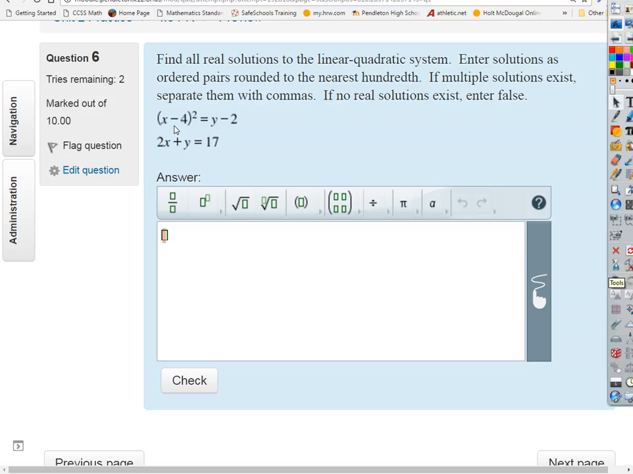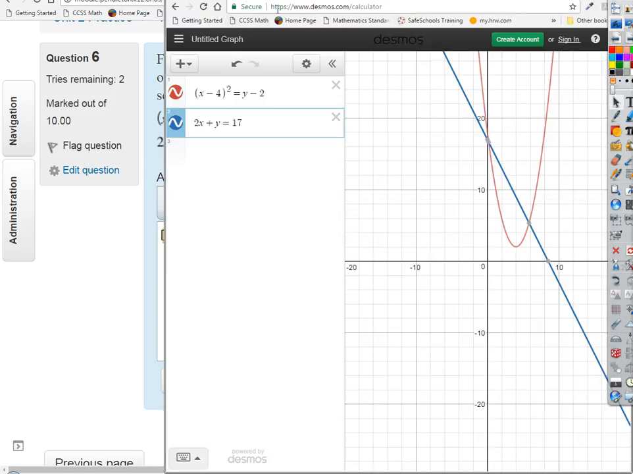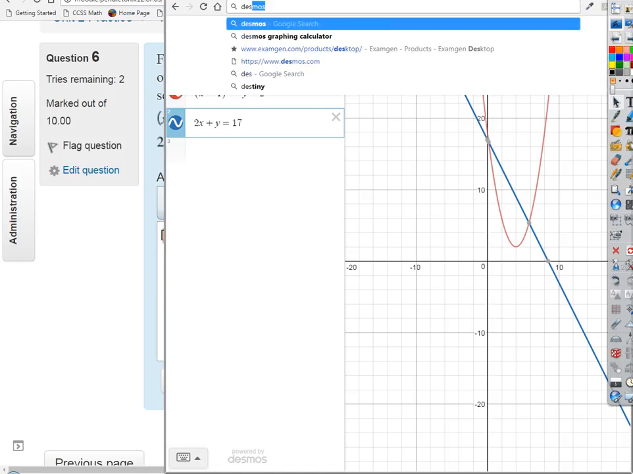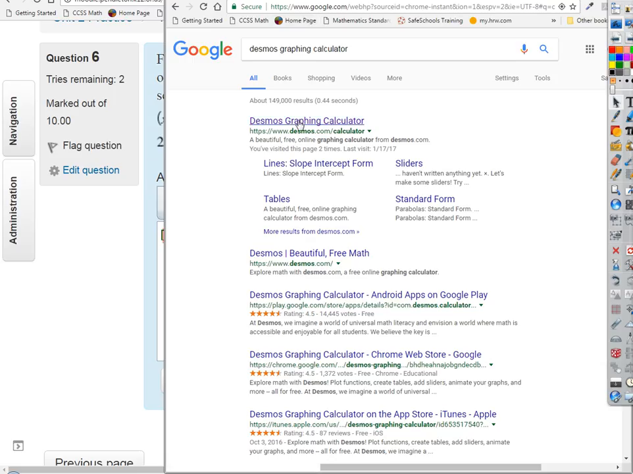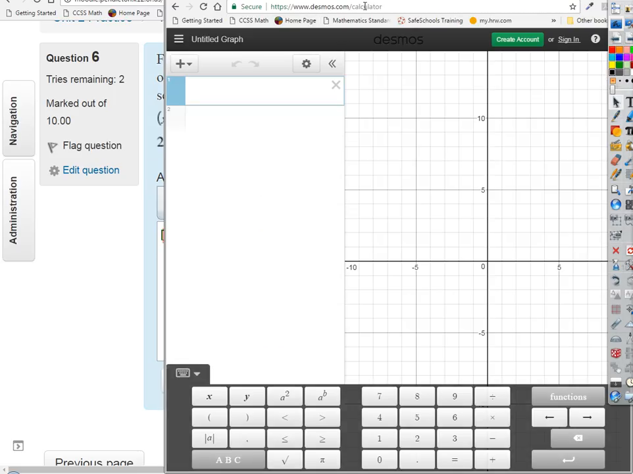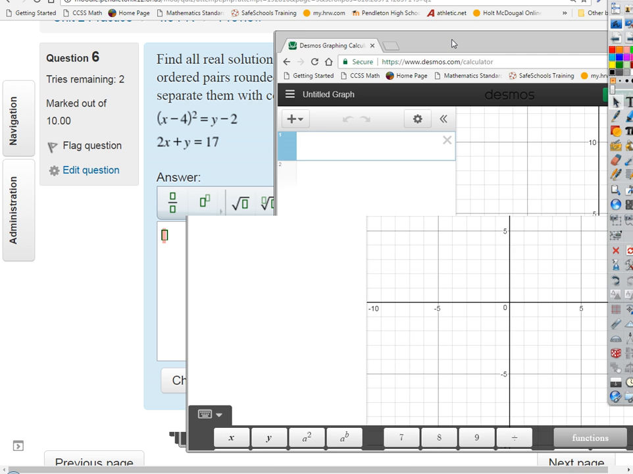But Desmos is. Do you guys have a link to Desmos when you log into the computers at school? Is there a little icon there that links you to Desmos? I think there is, but even if there's not, it's so easy to find. All you got to do to get to Desmos is literally just type in Desmos, and when Desmos Graphing Calculator comes up, it takes you to desmos.com. Okay, now watch how easy this is.